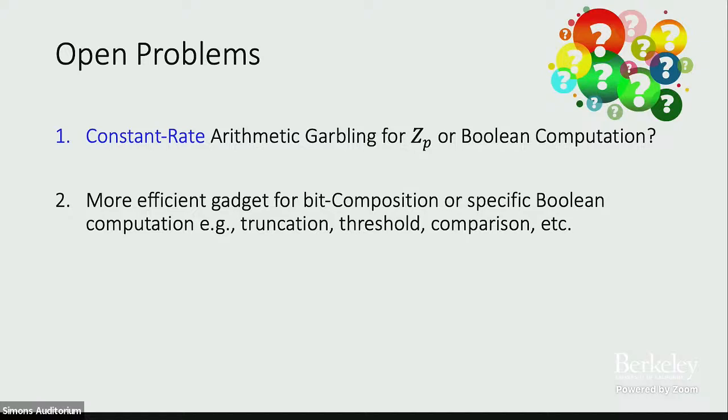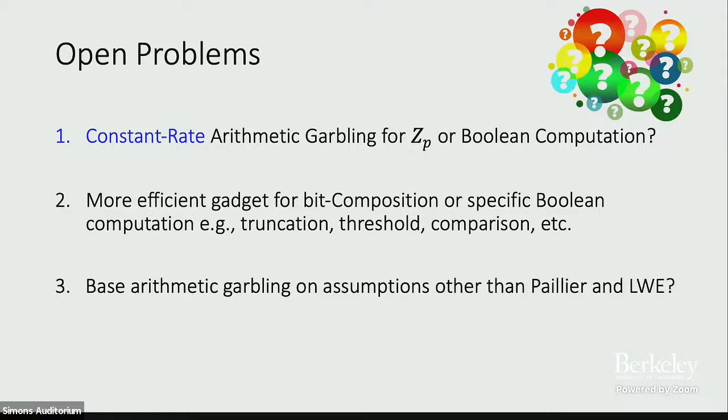But the bit decomposition gadget is pretty inefficient, which I showed you, which is quadratic overhead growing with the key length of the DCR. And one can think about specific Boolean computations that we really care about. There are many, for example, threshold, truncation, comparison. Can we design a much more efficient gadget that allows us to handle arithmetic computation in a natural way, and then an efficient gadget that handles these computations? And that would really allow us to basically deal with machine learning models.